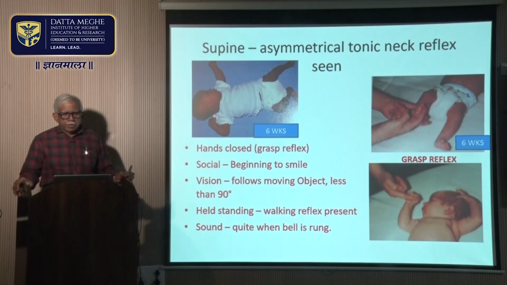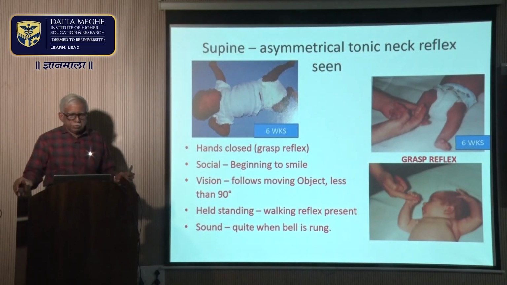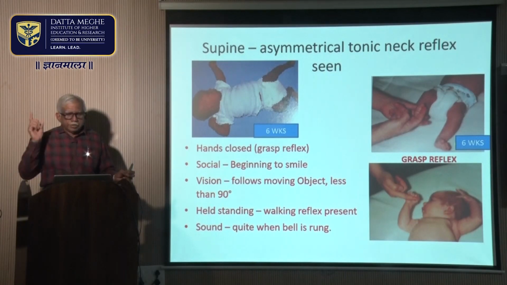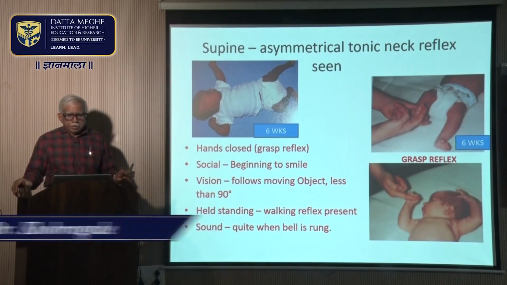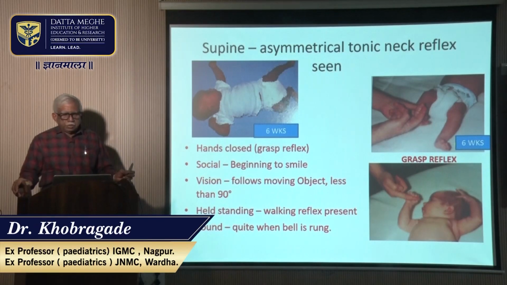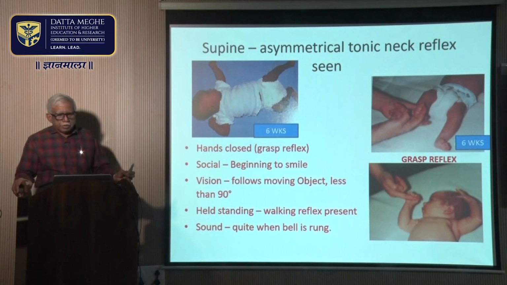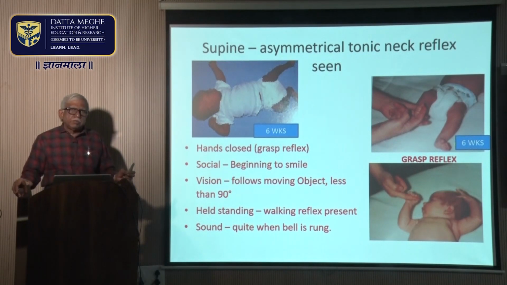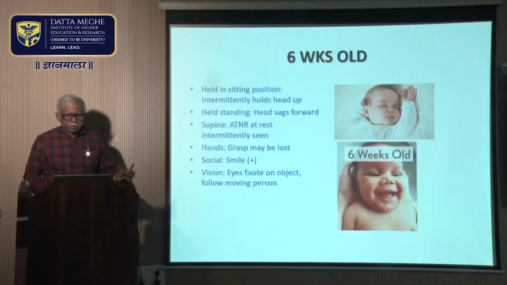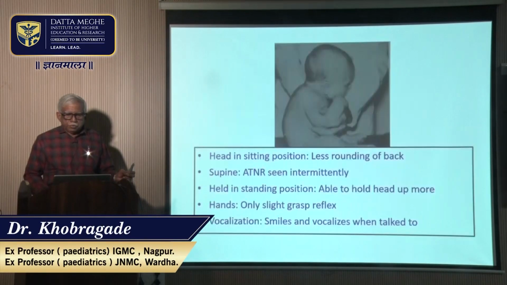Now, the grasp reflex, then beginning to smile, all these are the milestones which are achieved at 6 weeks of age. Vision is there, but he follows only in a horizontal fashion, he can't follow in a vertical direction. When he is held in a standing posture, sometimes he can demonstrate even a walking reflex, and he can turn slightly towards the source of the sound. These are the milestones of a 6-week-old child. Right. This is what is being shown over here, the grasp reflex, the social smile, the vision fixation.